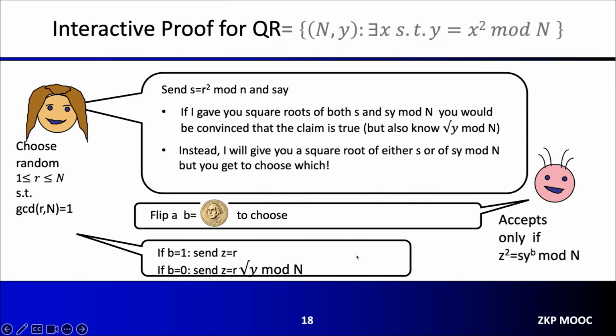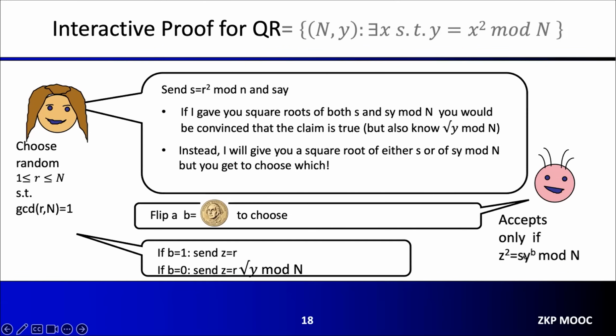That's the square root of y. The verifier checks that he got the right answer. So he will accept only if, when he takes what he got back and squares it, he gets back an answer for what he asked for. So if it was heads, he asked for the square root of s. In that case, it's s times y to the 0, just s. And if he asks for tails, he wants the square root of s times y.